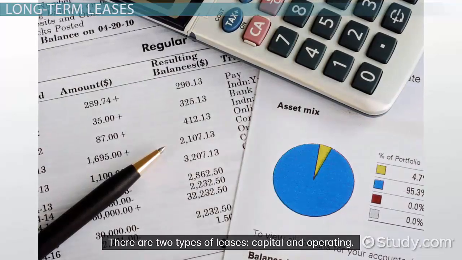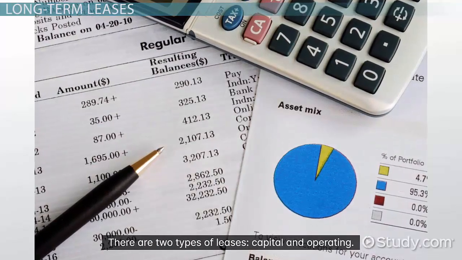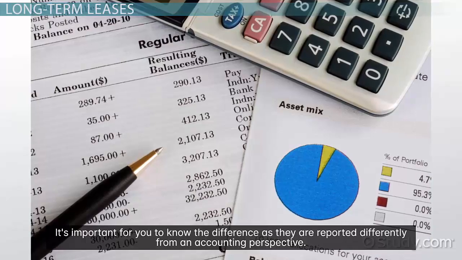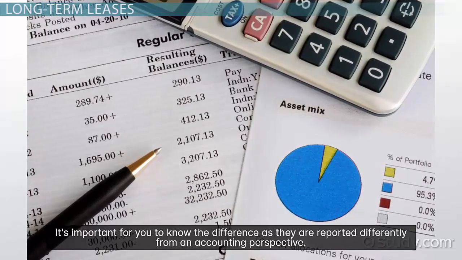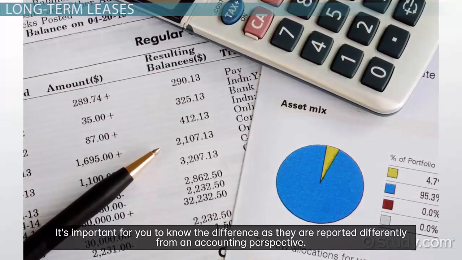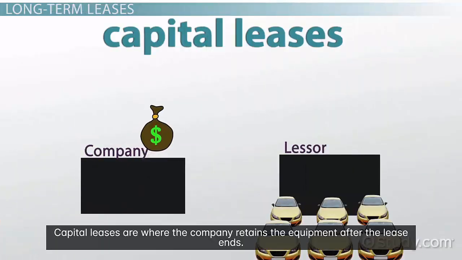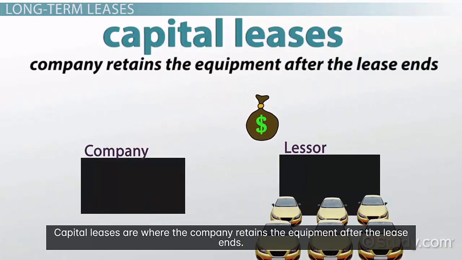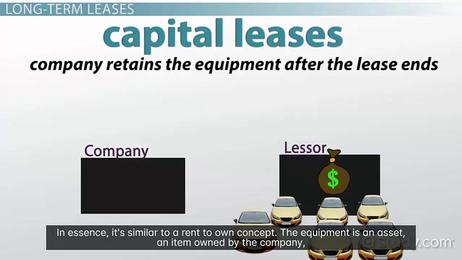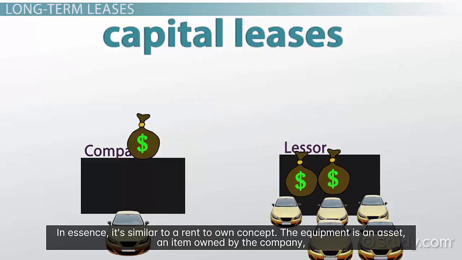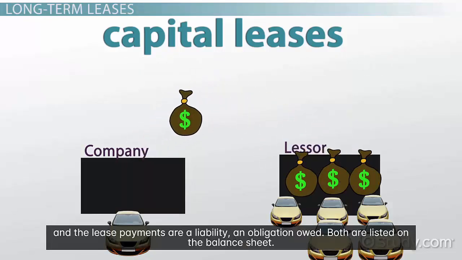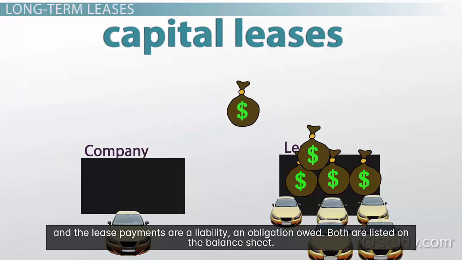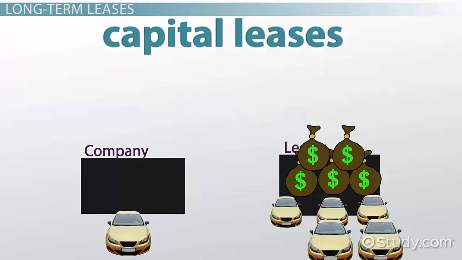There are two types of leases, capital and operating. It's important for you to know the difference as they are reported differently from an accounting perspective. Capital leases are where the company retains the equipment after the lease ends. In essence, it's similar to a rent-to-own concept. The equipment is an asset, an item owned by the company, and the lease payments are a liability, an obligation owed. Both are listed on the balance sheet.